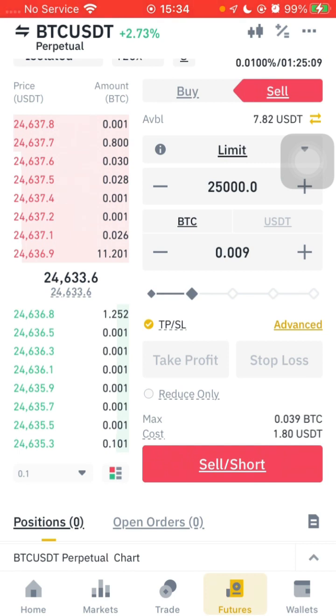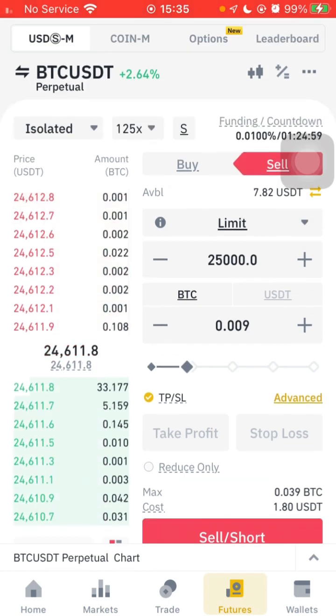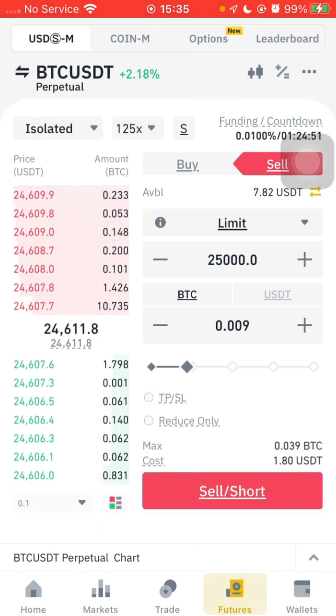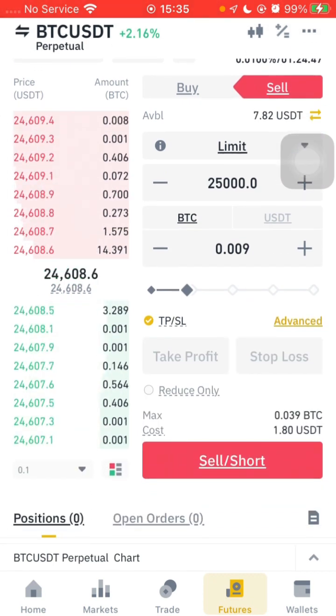Now another very important thing to note is that I'm selling and I'm shorting, which means I'm predicting the market to dump. So now if I'm predicting the market to dump, I have to set my take profit and stop loss, which is over here. Now if I tap it, you can no longer see anything, but when I activate it, it shows, which means I have to set my take profit.